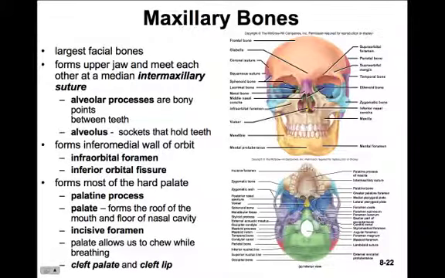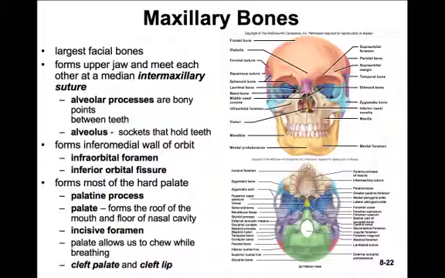The maxillary bones are the largest of the facial bones. They're located here, right on either side of the nose, and they form the upper jaw. They meet each other at the intermaxillary suture right here. They have alveolar processes that dip down between each of the teeth. The alveolus is the socket that actually holds the teeth.